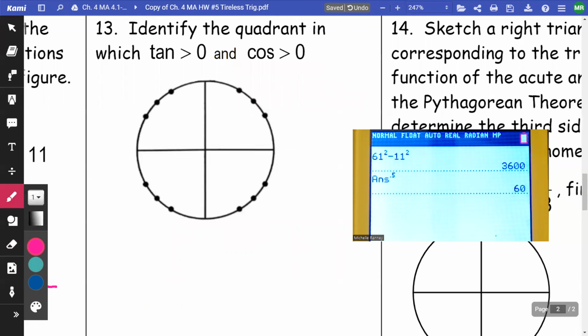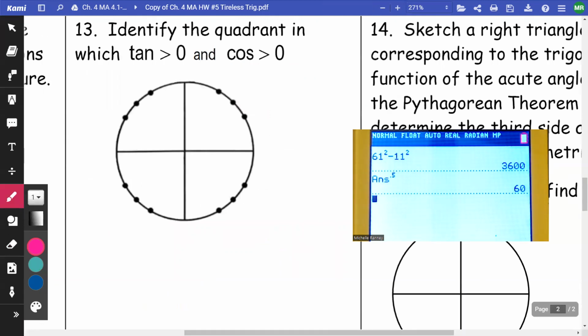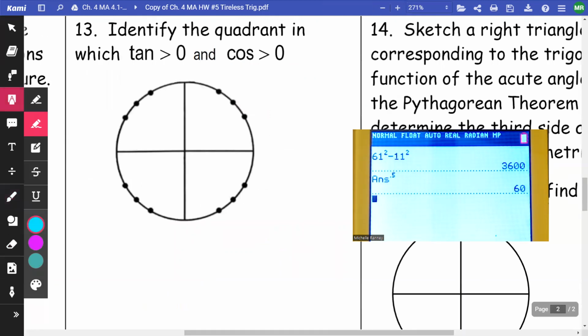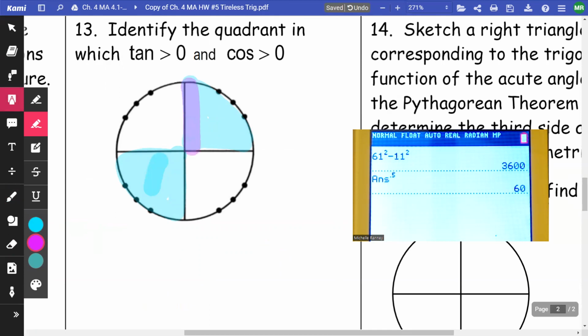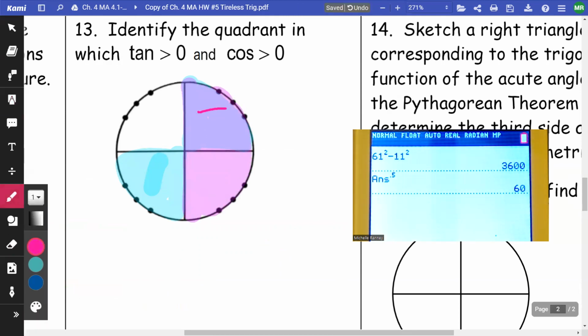On 13, we want to figure out what quadrant is going to satisfy both of these. I want my tangent to be positive, which is in quadrant 1 and quadrant 3. I want my cosine to be positive, so my cosine is positive in these two quadrants. And as I'm shading here, the one that has both colors is my answer, which is quadrant 1. That is our answer.